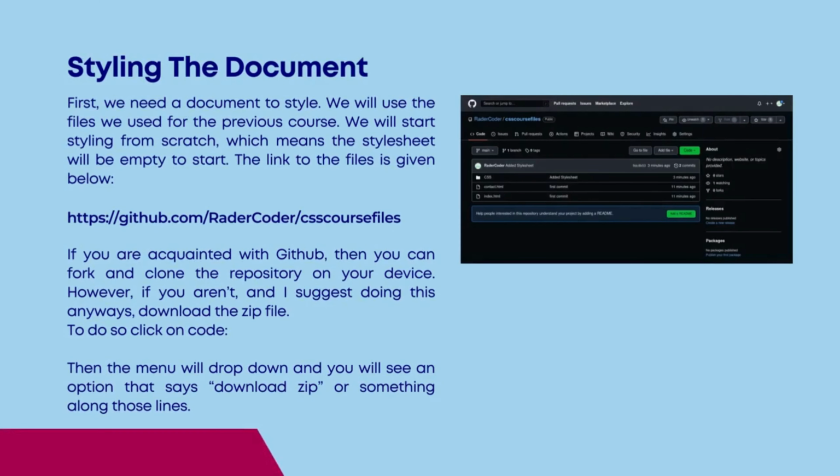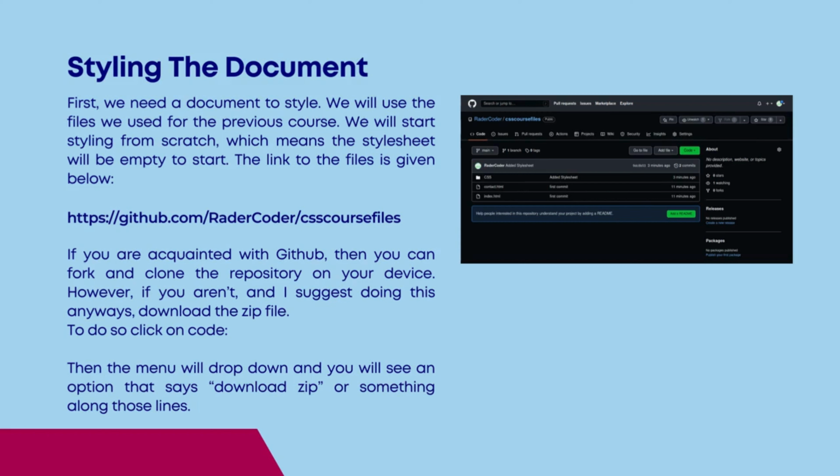Styling the document. First, we need a document to style. We will use the files we used for the previous course. We will start styling from scratch, which means the style sheet will be empty to start. The link to the files is given below: https://github.com/rattercoder/csscoursefiles. If you are acquainted with GitHub, then you can fork and clone the repository on your device. However, if you aren't, and I suggest doing this anyways, download the zip file.